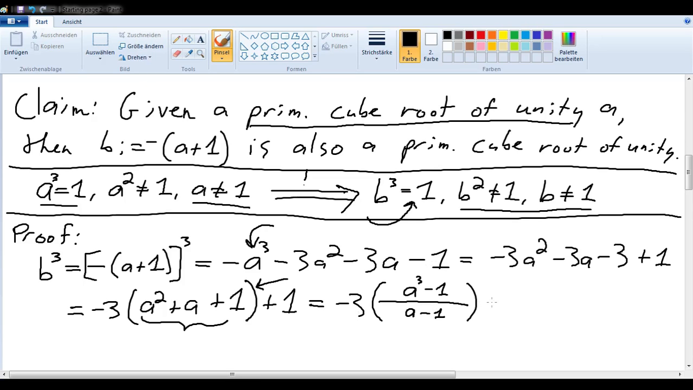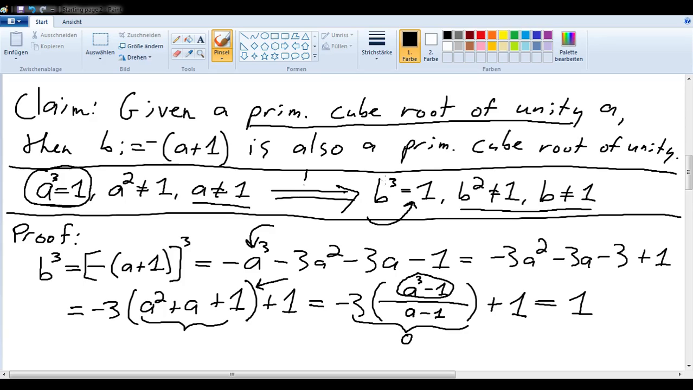And at this point, we need to remember to write in this 1 because the rest of this is going to vanish. Because a to the third minus 1, as we know from our assumption, is indeed equal to 0. So all that goes to 0, and we have our proof that b is indeed a cube root of unity.